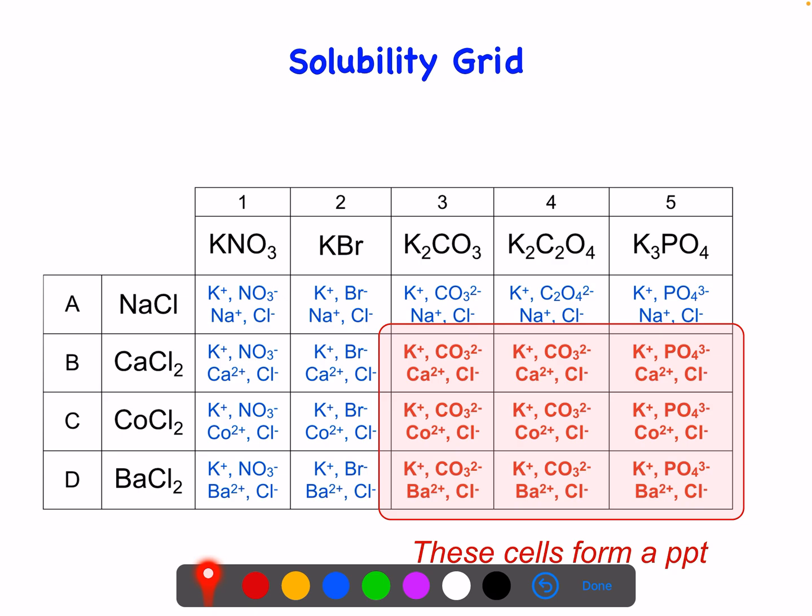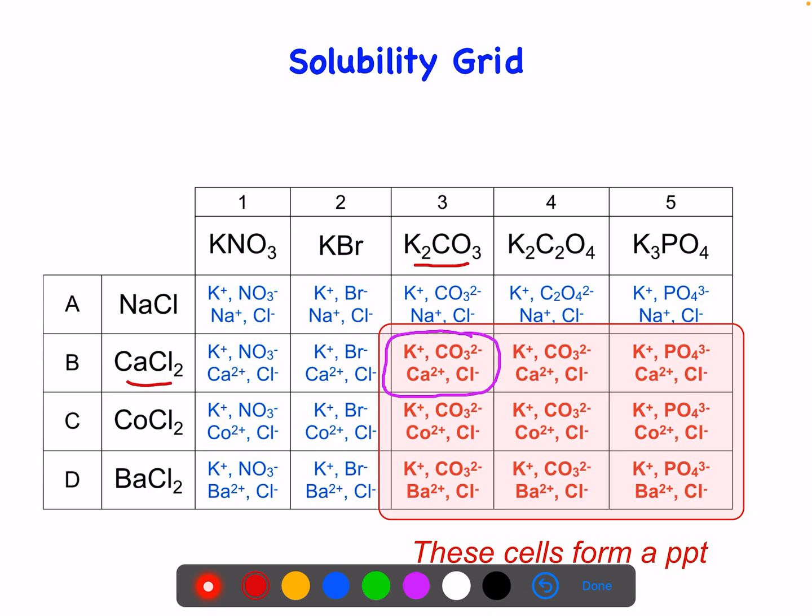So the question is, what is the precipitate in each of these? What is that thing that is insoluble? And we can start to go through it and say in our first cell, B3, if we look at this cell, what is this precipitate? Well, our choices again are potassium carbonate and calcium chloride. We know those are fully aqueous. Those were dissolved because that's what we started with.